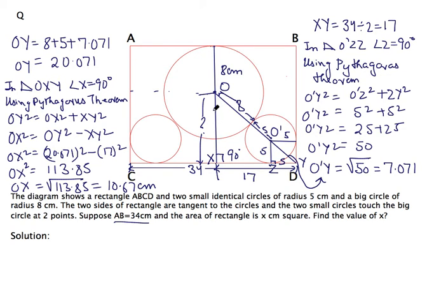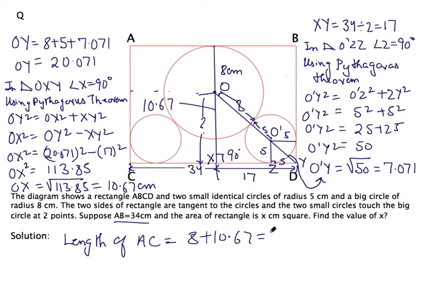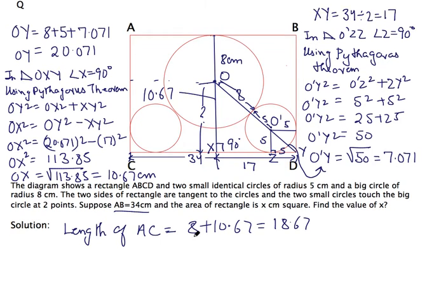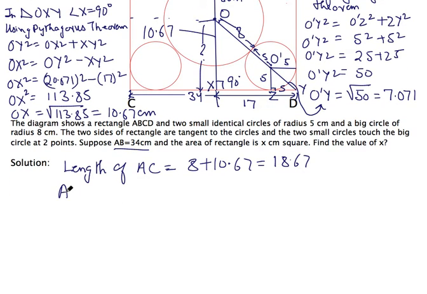Good, so now we got this as well. That's what we wanted. So now this length is 10.67. Now we can easily find the breadth of the rectangle. Basically the length of AC, which is the breadth of the rectangle, is 8 plus 10.67, which is obviously 18.67.